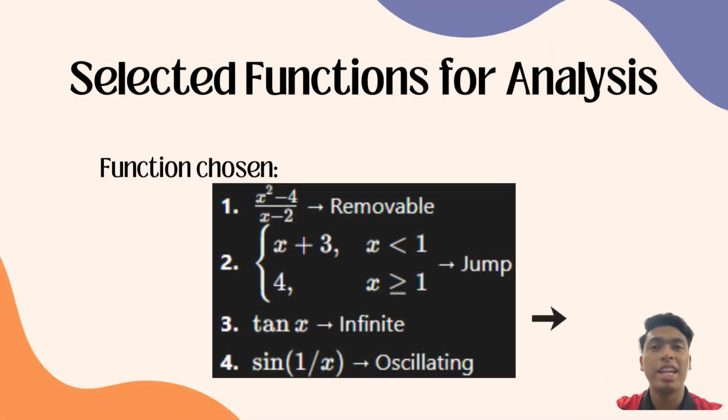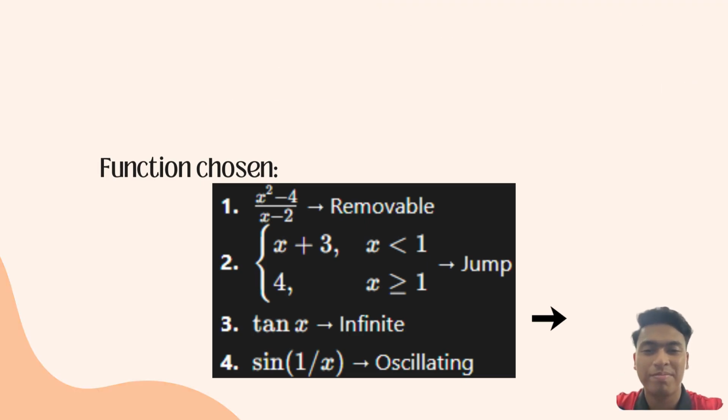For the function analysis part, I selected 4 functions, each representing one type of discontinuity. The first function shows removable discontinuity, the second shows jump discontinuity, the third, which is tangent, shows infinite discontinuity, and the last one, sin 1 per x, shows oscillating discontinuity.